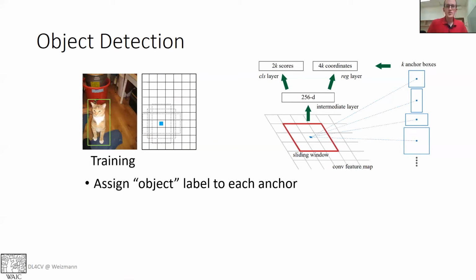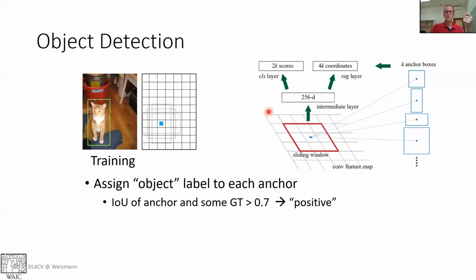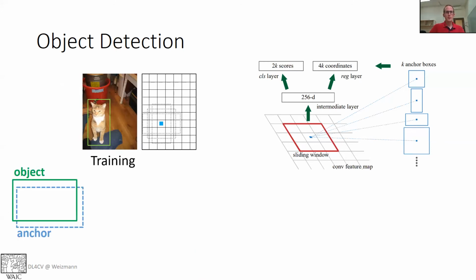So we need to assign a label to each and every one of the anchors. Some of them are going to have the object label. Many of them are going to have the background label. If the intersection over union, the IOU, of the anchor and some ground truth object is over some threshold, 0.7, we say this anchor is a positive, it's an object, and we want to regress the bounding box of it. And how do we compute the intersection over union?